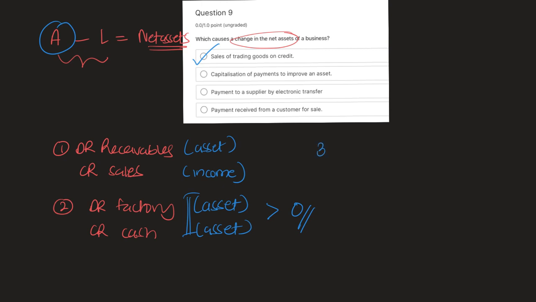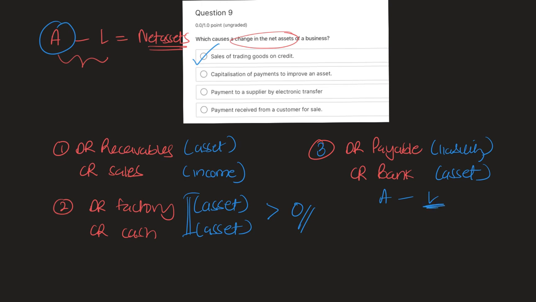Moving on to option 3 then. And what do we have here? So option 3 is payment to a supplier. What we're going to be debiting here is the payable to reduce for the amount that is paid. And we're going to be crediting bank because it's by electronic transfer. Now, the payable is a liability category, okay, and the bank is an asset category. Now, again, if we think about the accounting equation, assets minus liabilities, you are changing a liability, okay, you're changing an asset. So again, the net impact is nil. Okay, so it cannot be option 3.